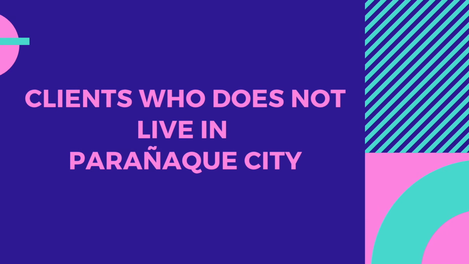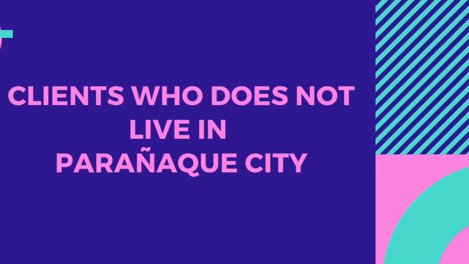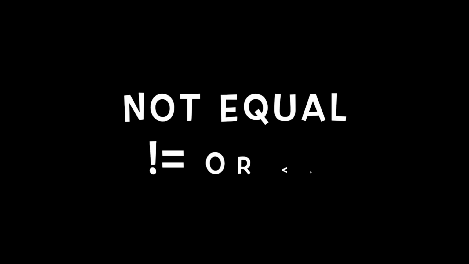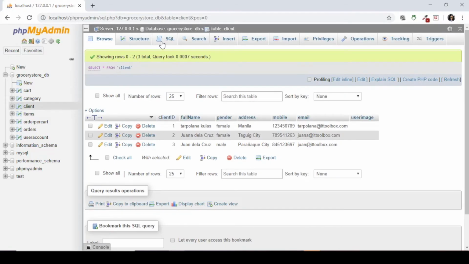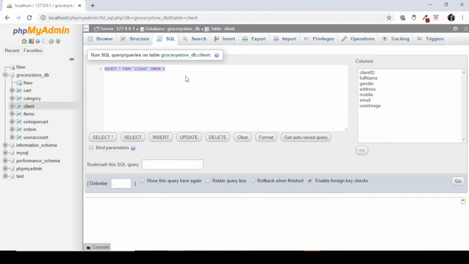Paano naman if gusto nyo i-retrieve lahat ng clients na hindi taga Parañaque? So you will need an operator called not equal, which is represented by exclamation equal sign or lesser than greater than sign, which reads as not equal to. So ang query natin ay: select all from client where address is not equal to quote Parañaque City.